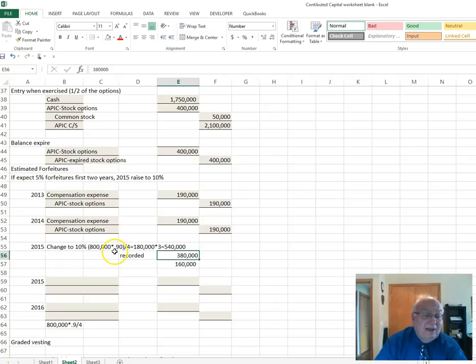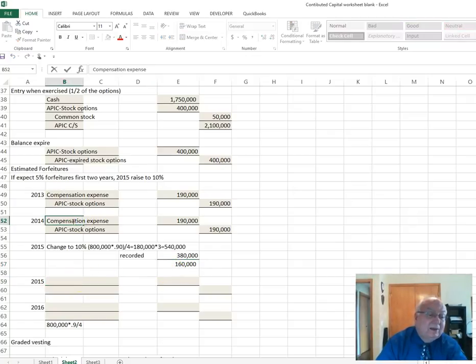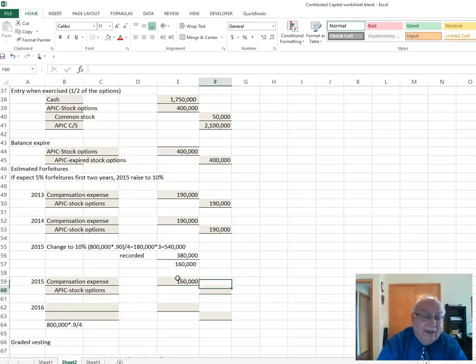If we take the 800,000 times 90%, which is what's left, divided by 4, it'd been 180,000 a year times 3 years, which means we'd have had 540,000. The 540 minus the 380 gives us the 160. So for this year, to get the 540, we need this account, but the difference is we only need 160,000 in the account because that's what we expect to actually happen.